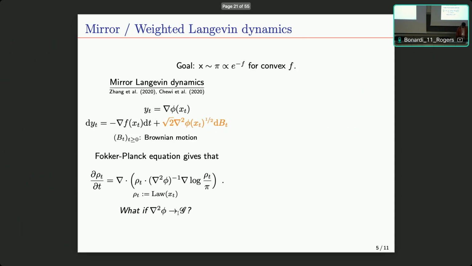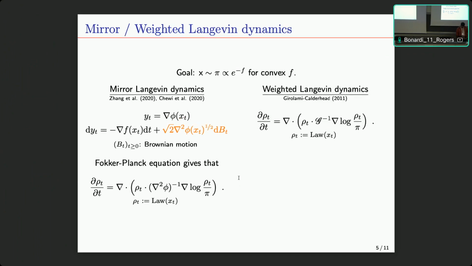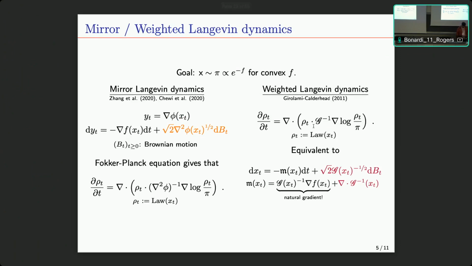Now, given this Fokker-Planck equation, you can ask what happens if you plug in a different metric here. So this is explicitly for the Hessian metric. But you can consider the weighted Langevin dynamics, where you are plugging in some general metric g. And this is equivalent to this update in the space of random variables. Right, and this is the natural gradient. And once again, if you omit the red stuff, you get the natural gradient flow.